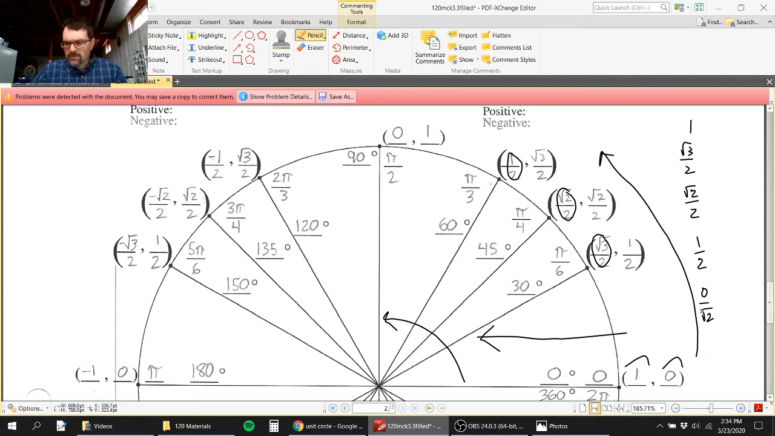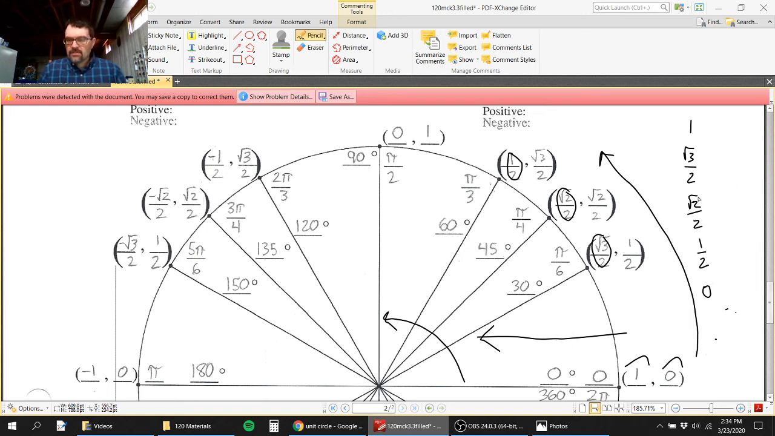And not square root of 2. I don't know what the deal is there. Just want to write on you. Sorry. Square root of 3 over 2, square root of 2 over 2, 1 over 2, and 0.